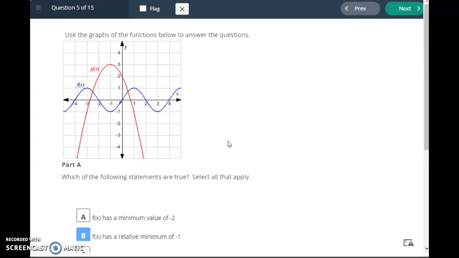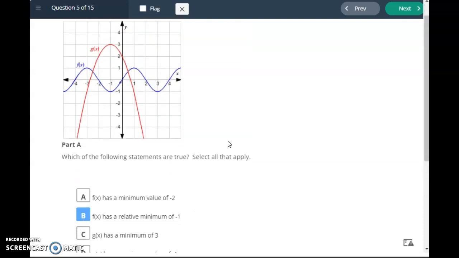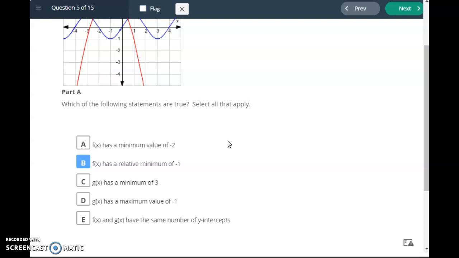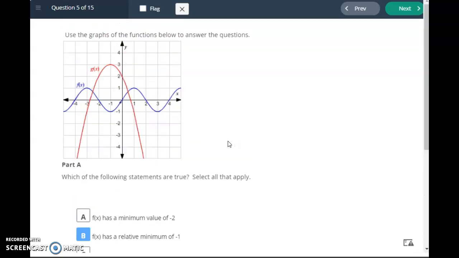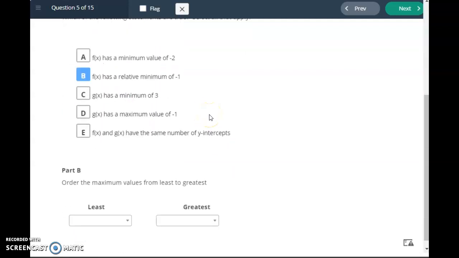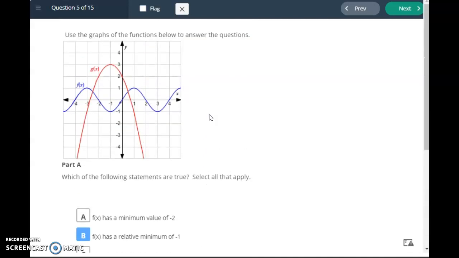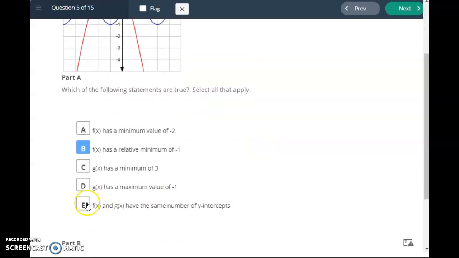G of x has a maximum value of -1. Also not true. The maximum value is at -1, but the maximum value is 3. That's the output. F of x and g of x have the same number of y-intercepts. Y-intercepts is where it crosses the y-axis, and they both have 1. So that would be true.